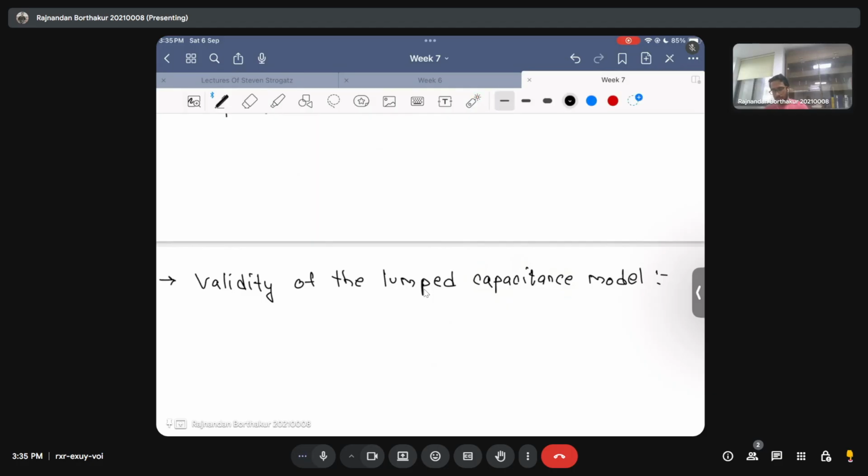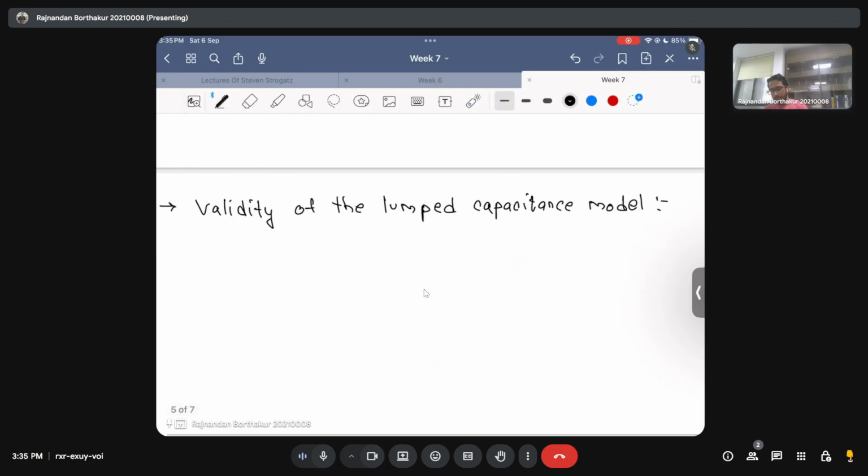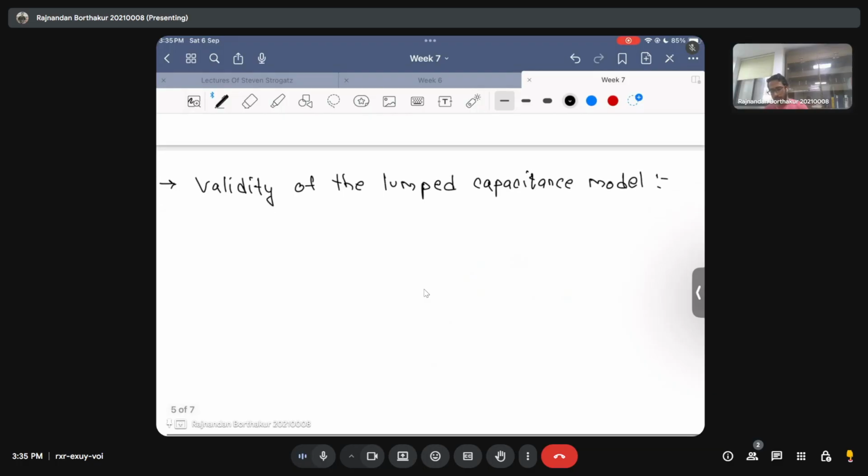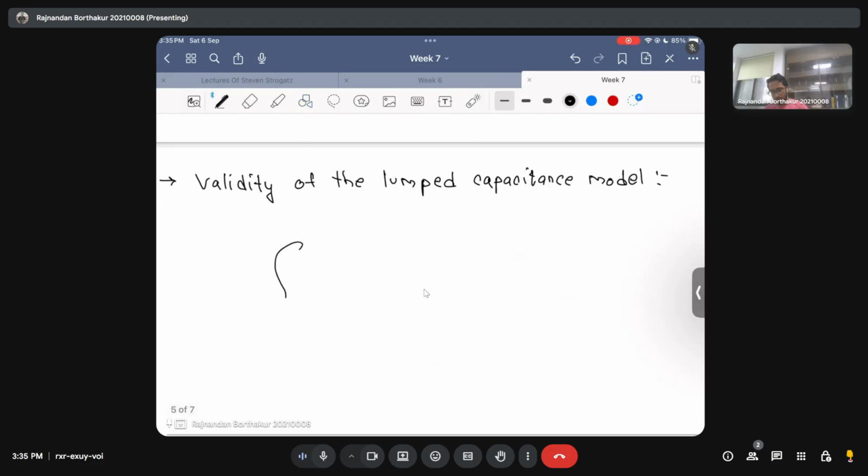Anyways, in order to understand the validity of the lumped capacitance model, we'll again consider our lumped body as we had been doing. And let's say now I specify that in this lumped body, the temperature at the center of this body is, let's say, at Ts1. For instance, if it's a sphere, then Ts1 is the temperature at r equal to 0, basically at the center of the sphere.